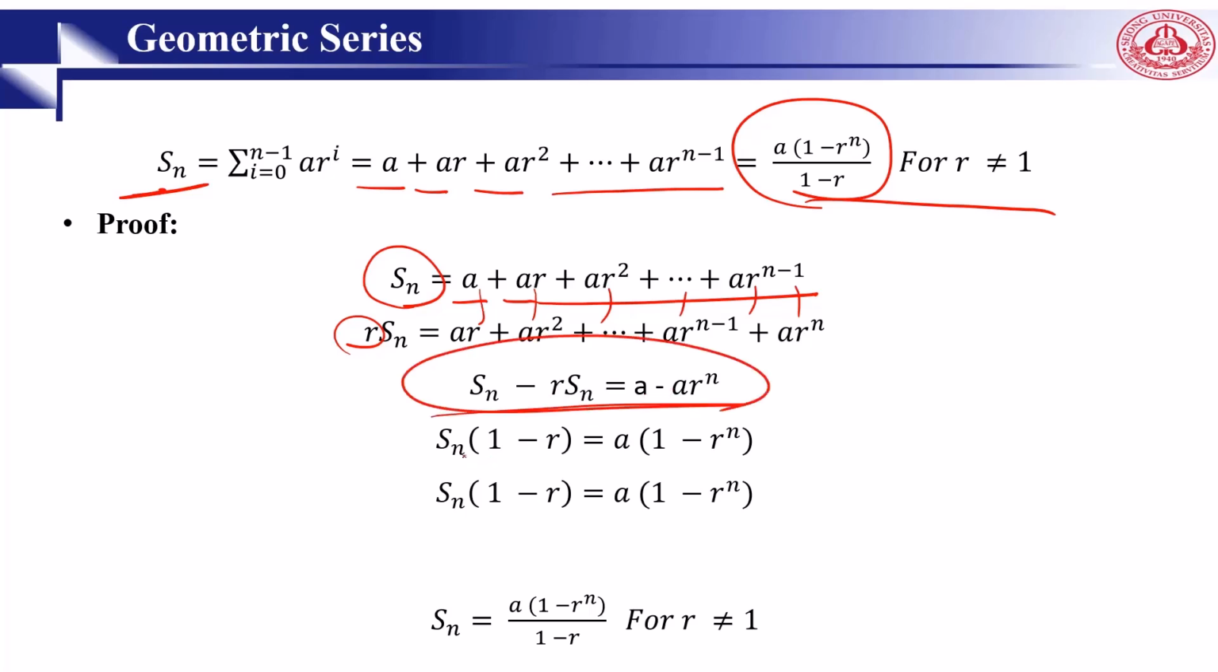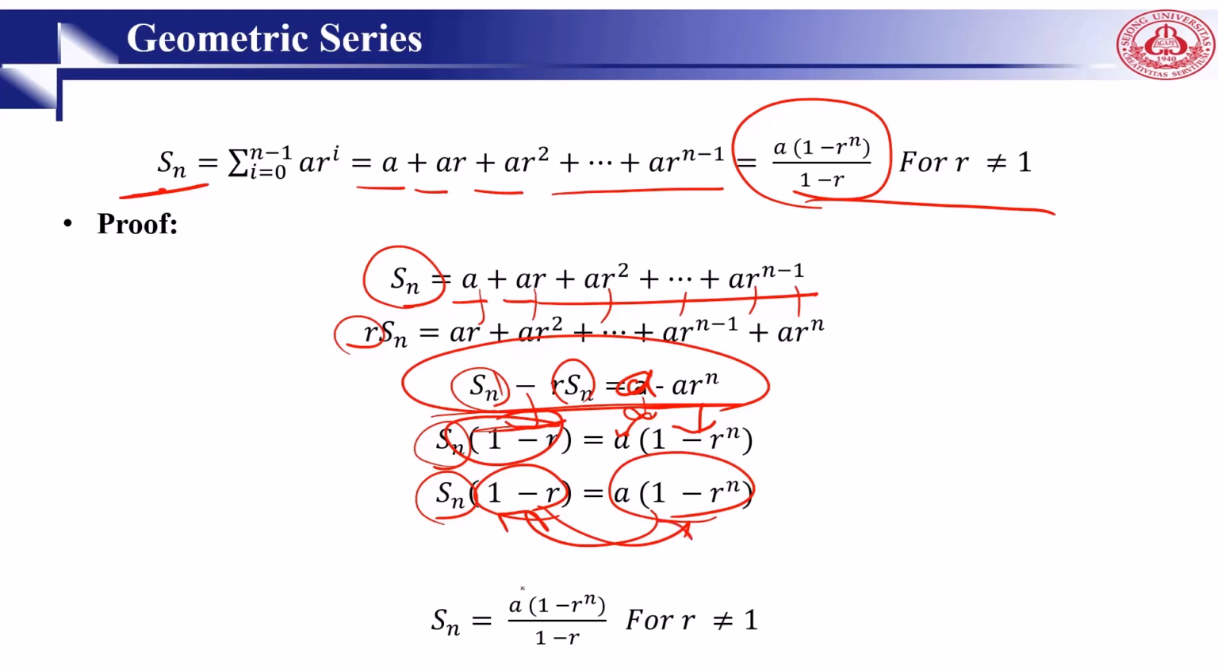Then we just take a factor form of the right side, right? If we take the factor, then we will have Sn times 1 minus r, Sn will be factored, so we have 1 minus r here. And from a, this a will come outside. Then we will have Sn times 1 minus r equals a times 1 minus rn, right? If we divide this side by this one, simply we will have Sn equals a times 1 minus rn divided by 1 minus r, for r not equal to 1.